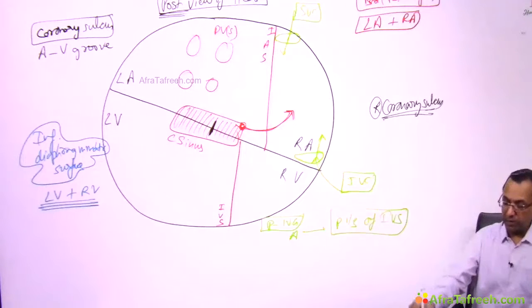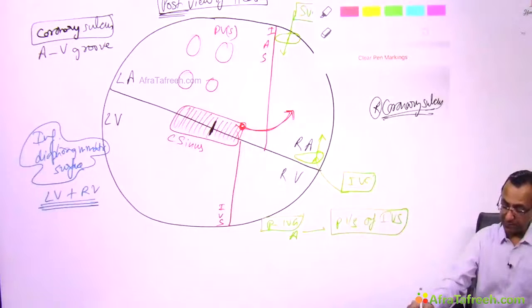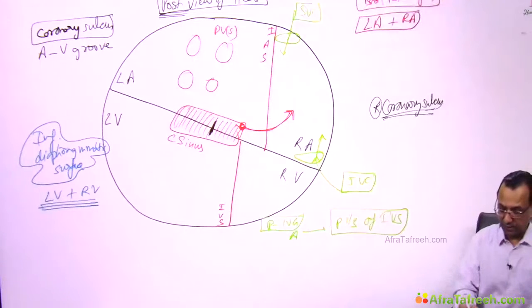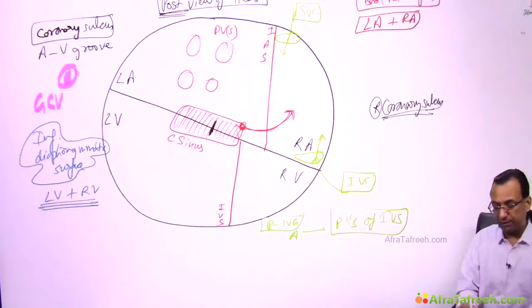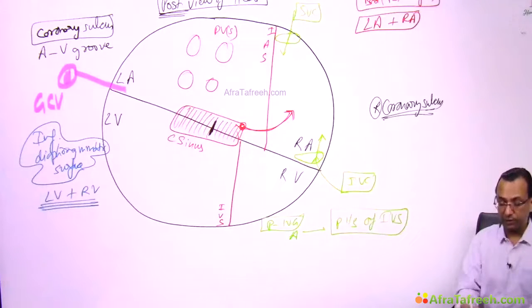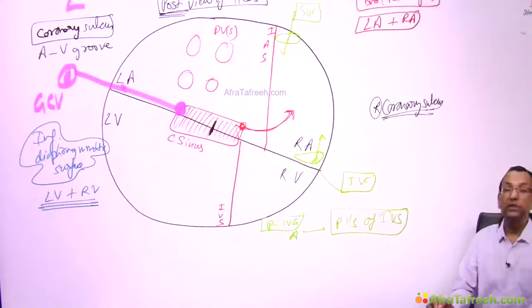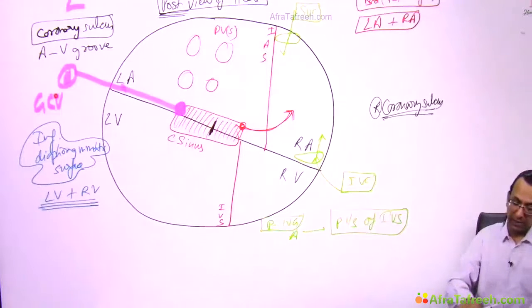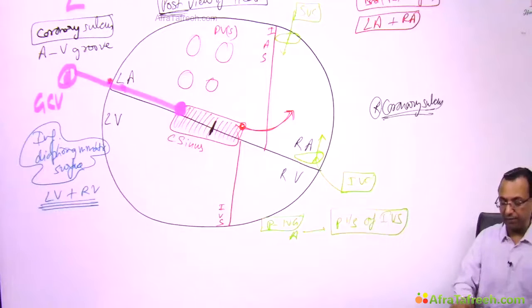Now remember, there was a great cardiac vein. This is the great cardiac vein. Where is it coming from? From the left side, in the left coronary sulcus, and then it enters the left end of the coronary sinus. So you're mentioning that the great cardiac vein is coming from the left side in the left coronary sulcus and entering the left end of the coronary sinus.